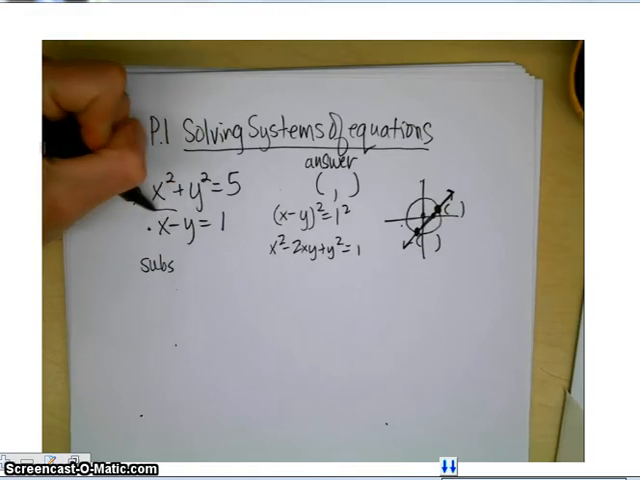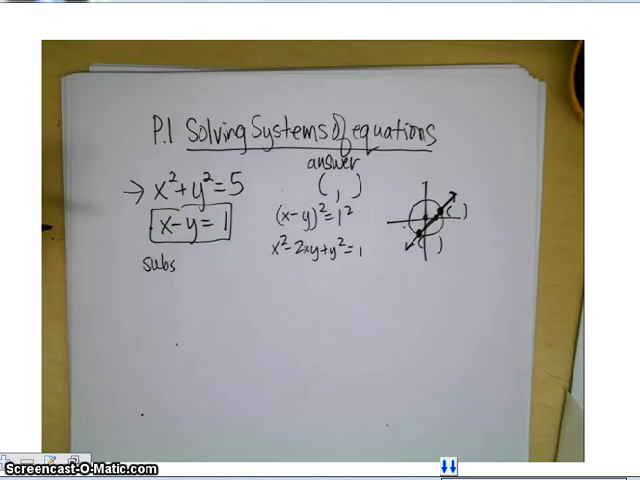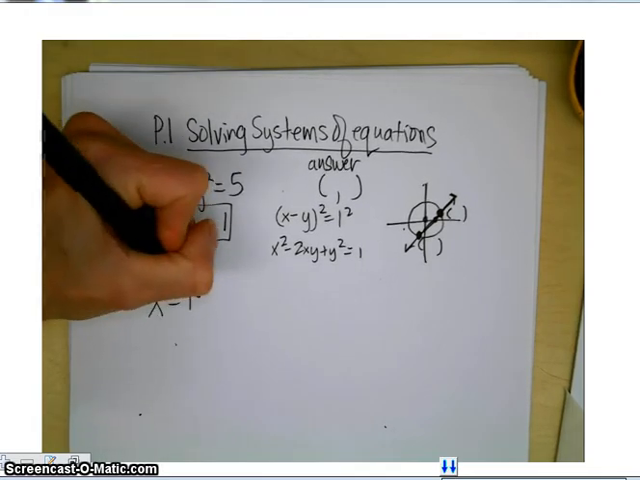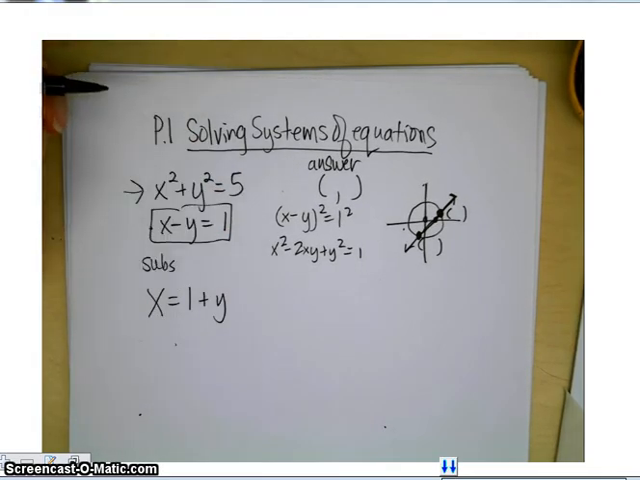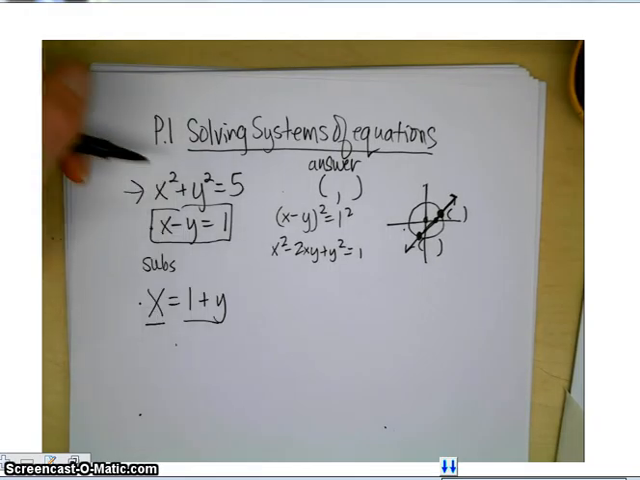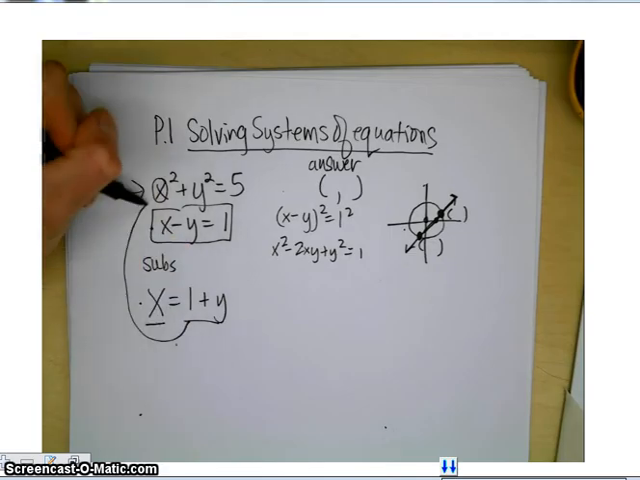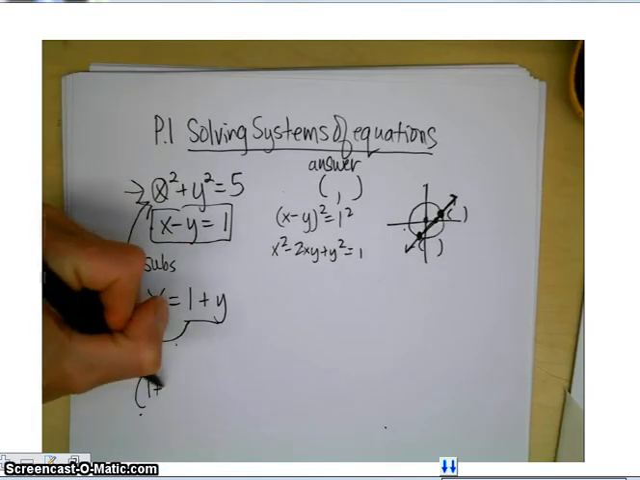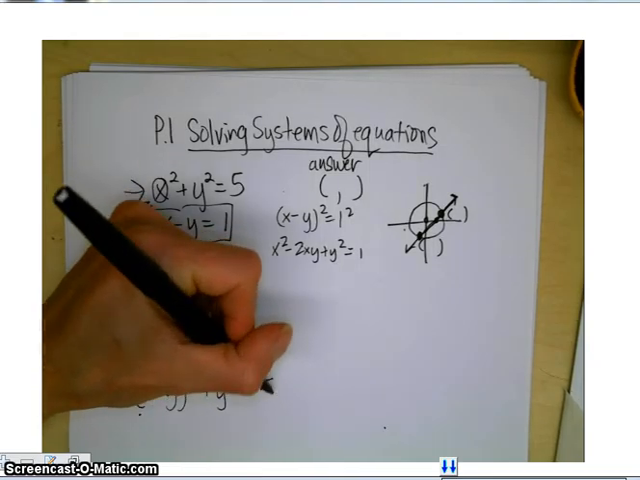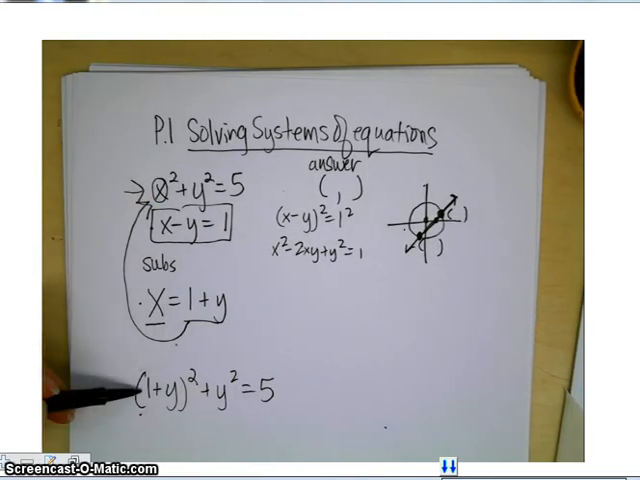We're going to take this equation and get x or y by itself. So what do you want to get by itself there? X. So x is 1 plus y, or y plus 1, either way is correct. Now I'm going to take this, and what am I going to put in place of x? I'm going to substitute this into that one, and I'll have 1 plus y quantity squared plus y squared equals 5. Then what can I do with this?